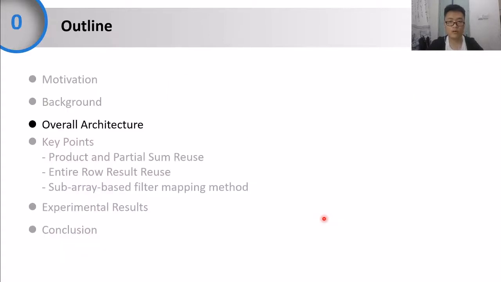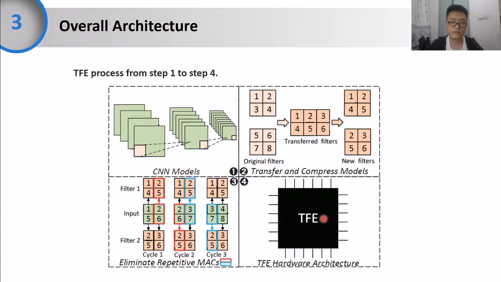So we propose our own architecture named TFE. First, please let me introduce the overall process of the TFE. Given a CNN model, this model will be trained and transferred in the training process, and then our TFE will eliminate the redundant computations, and then we propose a hardware architecture to support the above process efficiently.